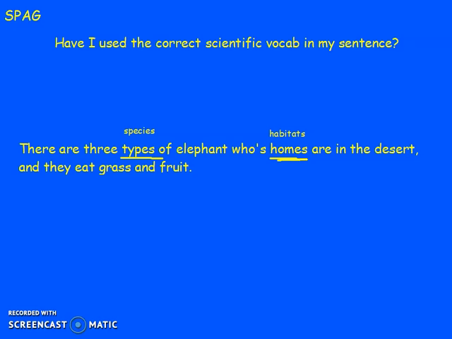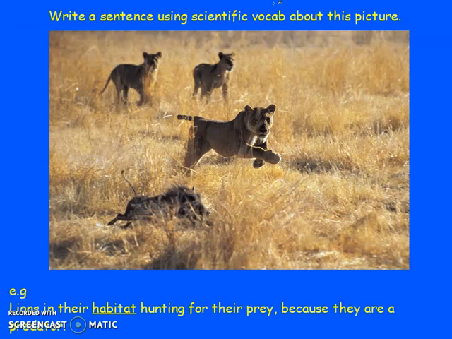Your next challenge then is to write a sentence using scientific vocab about this picture. So for example, I wrote, lions in their habitat hunting for their prey because they are a predator. So underlined habitat. I can underline these two as well because they're scientific vocab. You might talk about how they're carnivores, or this animal here might be an omnivore or a herbivore. So pause the video so you can have a go at writing your own sentence.